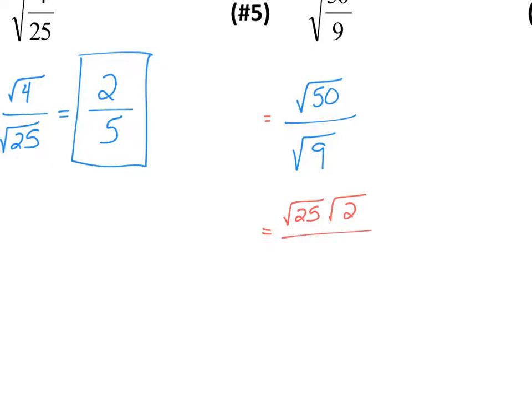On the bottom, the square root of 9 is 3. So we end up with square root of 25 times the square root of 2 divided by 3. What is the square root of 25? 5. So it's 5 times the square root of 2 divided by 3.